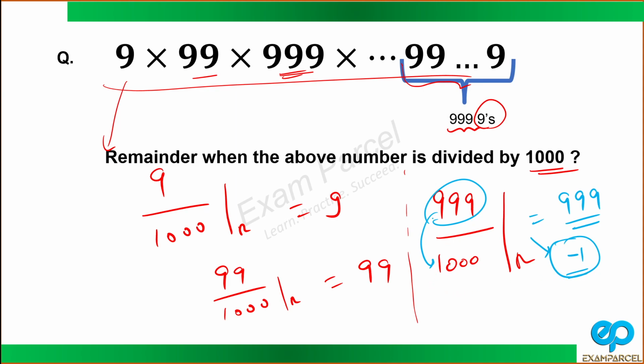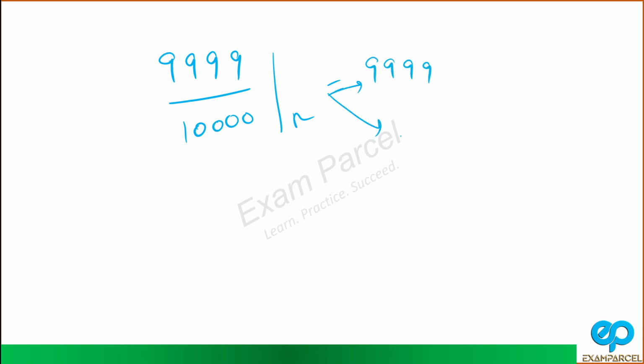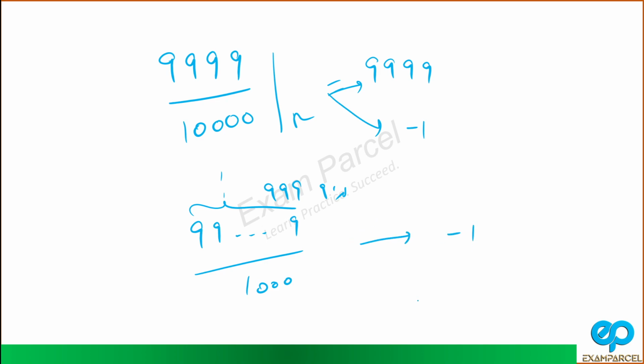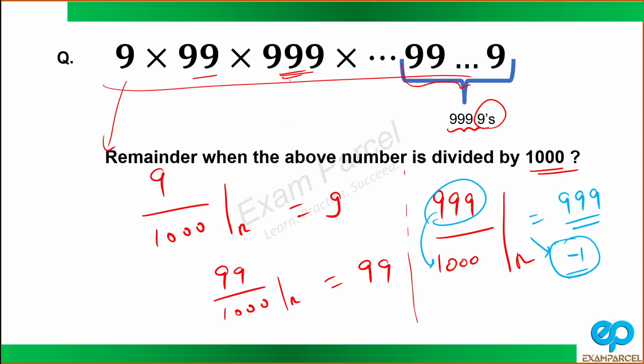Now let's focus on larger numbers. Let's say I have four 9s. If I divide this by 1000, again I'm going to get a remainder of four 9s, but in negative remainder I can get minus 1, right? Same way for all numbers from here, this larger number also, which contains 999 nines, if I divide this by 1000, this also is going to give me a negative remainder of minus 1. It means that from this number till this number, all these numbers are going to give me a negative remainder of minus 1 into minus 1 and so on.